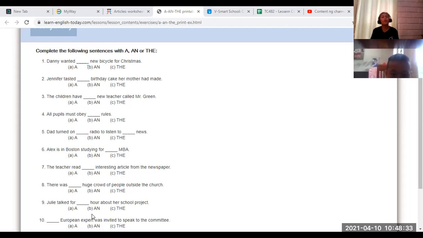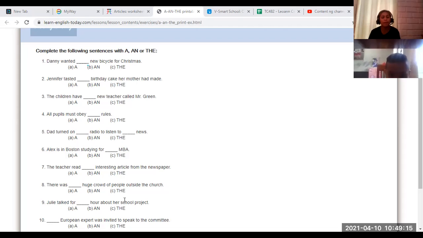Jolly talked for a blank hour about her school project. Jolly talked for blank hour about her school project. What is the answer? It's a vowel sound, as in hour. An hour. Okay. What's the answer? An. Okay, let's see. Very good. It's an hour because it's a, an hour. Okay, number nine: Jolly talked for an hour. Very good, Kyo.